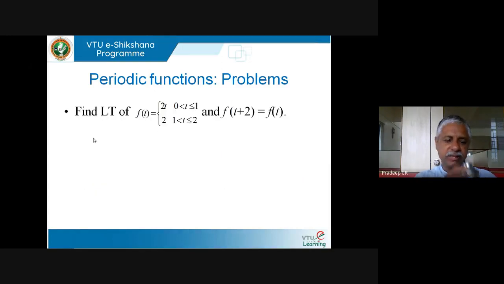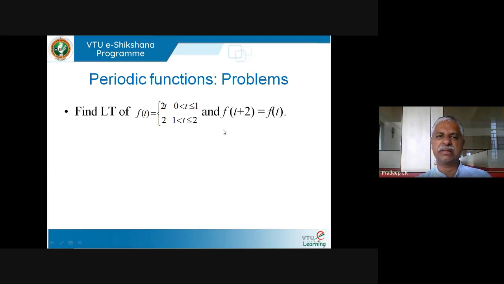Let us try one more example. Here I am trying to find the Laplace transform of this periodic function. f(t) is 2t between 0 and 1 and 2 between 1 and 2, and f of t plus 2 is f of t. That means this is a periodic function with periodicity 2.